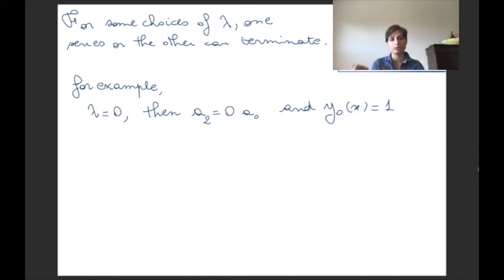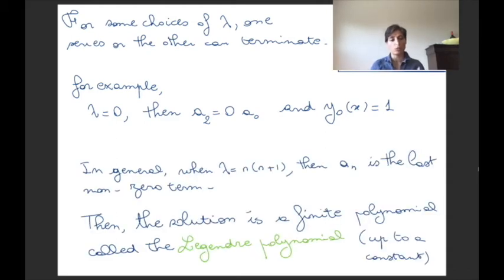And if we choose lambda with some specific properties, with some specific values, we can make one of the two series terminate when we want. For example, if we find lambda equal to 0, if we go back, we notice that a_2 is equal to 0 times a_0. So y_0 has only the a_0 term, the 0th term. y_0 is the constant 1.